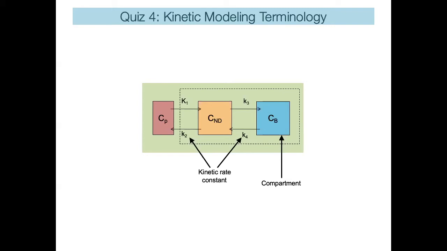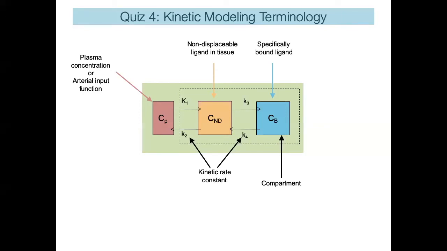Yes, very good. Kinetic rate constants. And what's this red compartment here? Yes, it's a plasma concentration, also known as your arterial input function. What about the orange one? Yes, I heard it. It's either the free or non-displaceable ligand in tissue. And then the blue one? Yes, it's specifically bound ligand. And then what's this dotted line here? If you take both the non-displaceable and specifically bound ligand together.